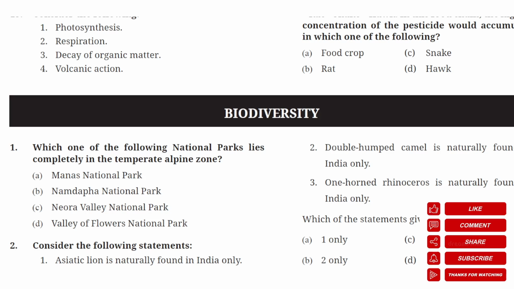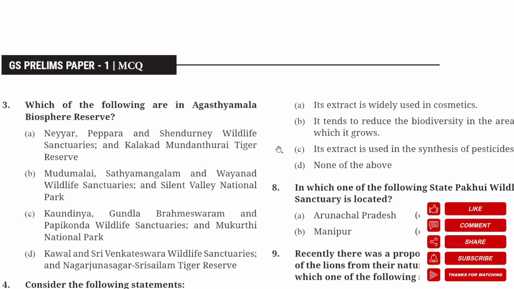Double humped camel, also known as Bactrian camel, is native to the steppes of Central Asia, though it is also found in Nubra Valley in India. However, Asiatic lion is naturally found in India only. So that is the explanation. So answer is A.